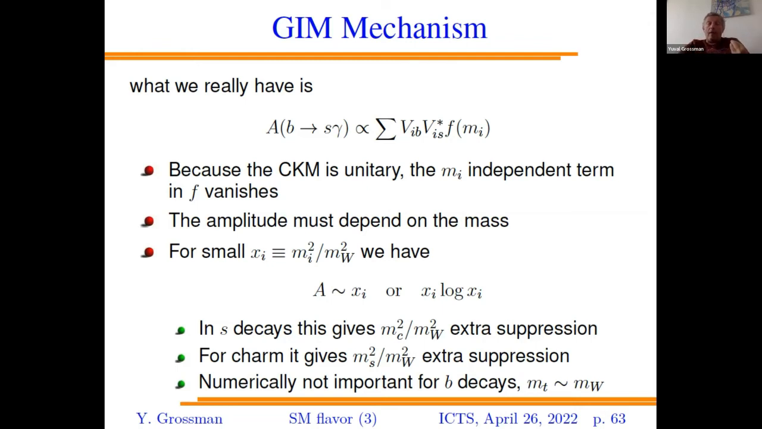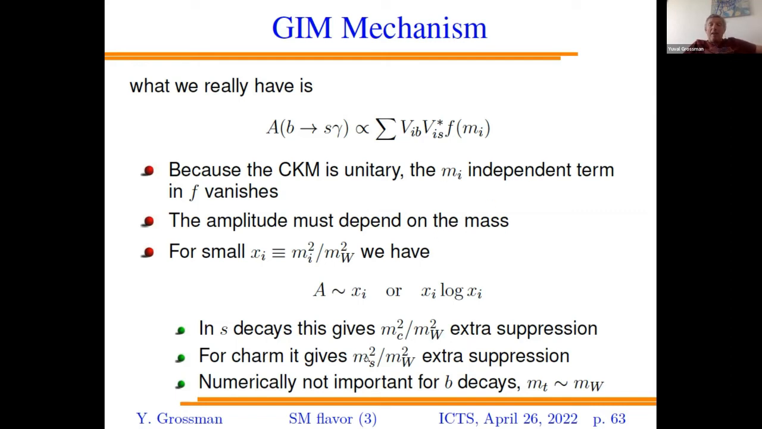This suppression tells us that the amplitude must be proportional to the masses of the internal quarks, okay? More precisely, it's proportional to the differences of mass. It's the mass dependence of the diagram. And this gives us the following. For a strange decay, it gives us a factor of mc squared over mw squared, which is numerically 10 to the minus 4. So you get a very strong extra suppression factor due to what we call the GIM mechanism. The GIM mechanism is the story that I'm telling you, okay?